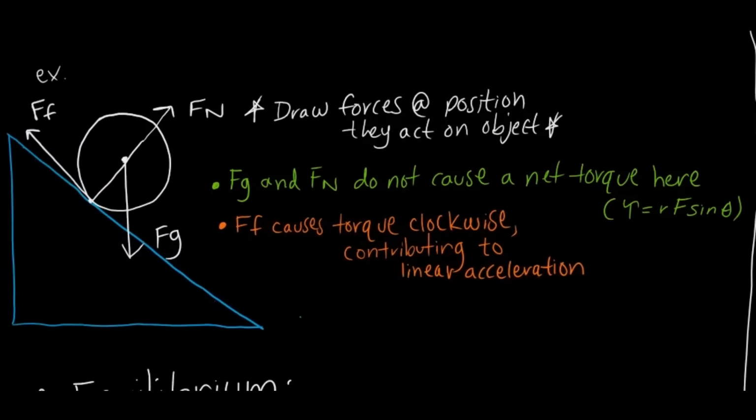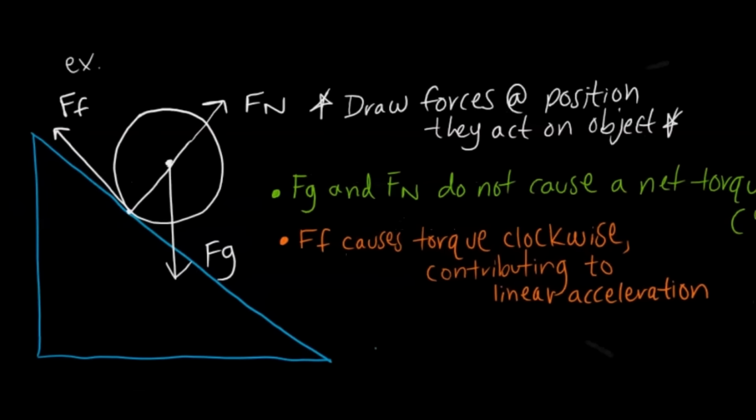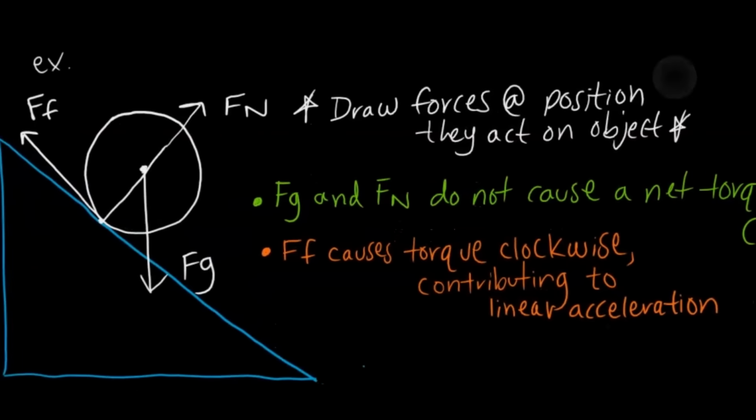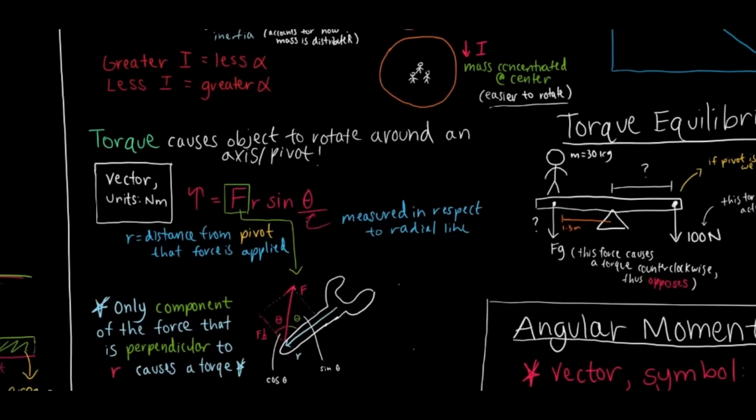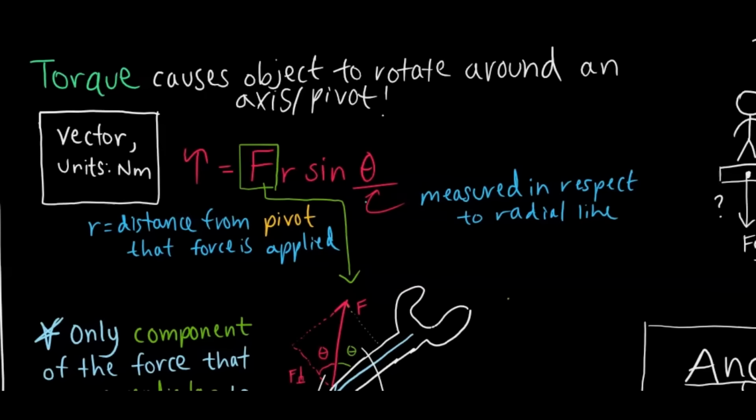So if you apply that, there's a 2016 FRQ on this. I did a video on it where I found that the force of friction is the one that actually causes the torque. So if you're wondering why, definitely go check out that FRQ video. Fg and Fn do not cause a net torque here. Gives you that equation. And so you want to draw the forces from the position in which they act, especially for free body diagrams.